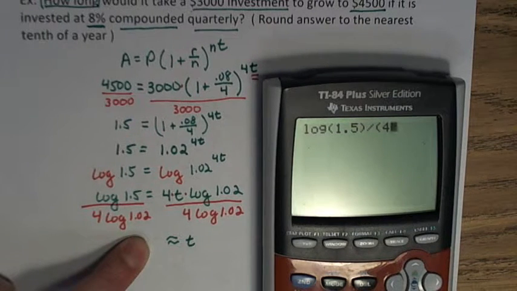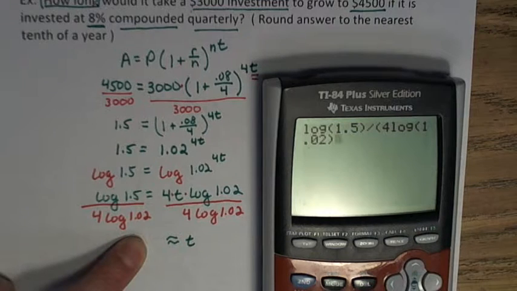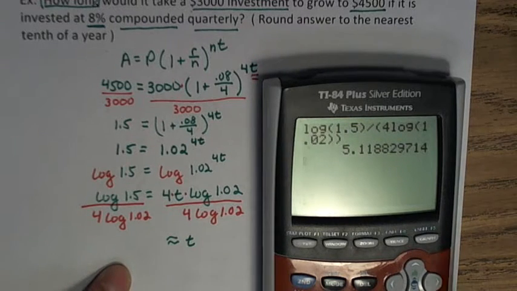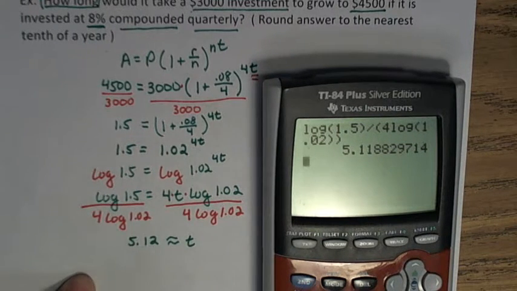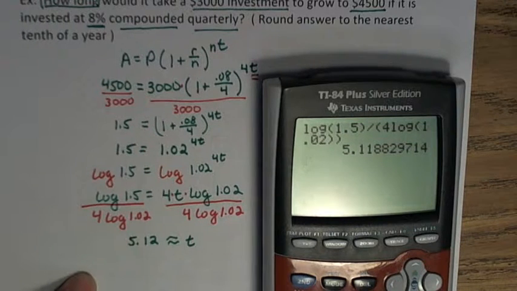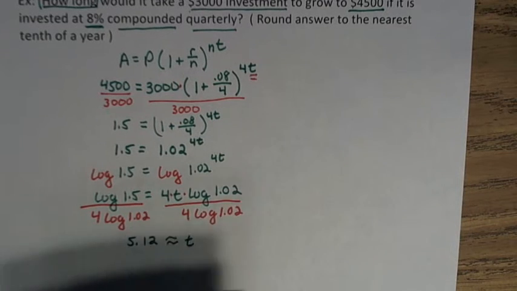So 4, and I can just write log, it will understand that as 4 times 1.02. And now notice I need to close off the log, and I need to close off the denominator. And so that should now give me the correct result. And so I get this decimal representation of 5.12.